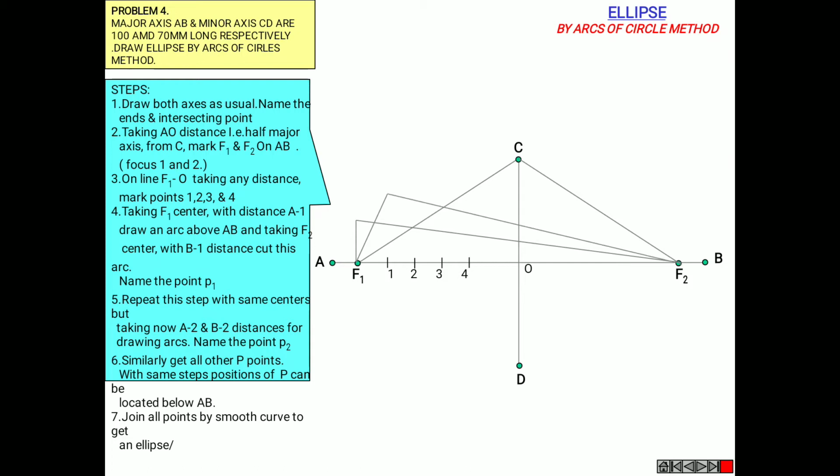See, this is the second one for P2. So it's telling you to repeat this step for the same centers. So you'll be getting P1, P2, P3 and P4. So you name them.